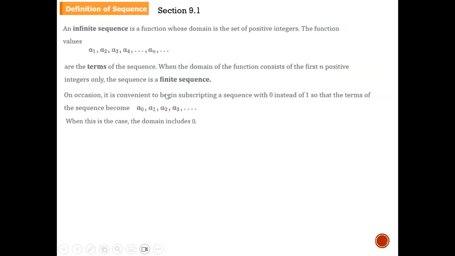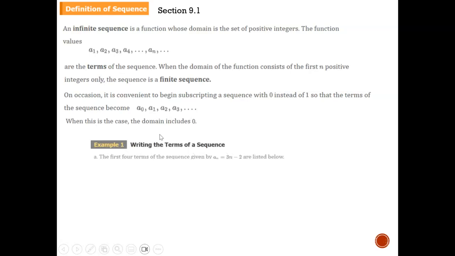On occasion, it is convenient to begin subscripting a sequence with 0 instead of 1, so that the terms of the sequence become a0, a1, a2, a3. If it's a0 first, that means this is your first term. a1 will be your second term, and a2 will be your third term, and so forth. But most of the time, they start with a1, so a1 is going to be your first term.